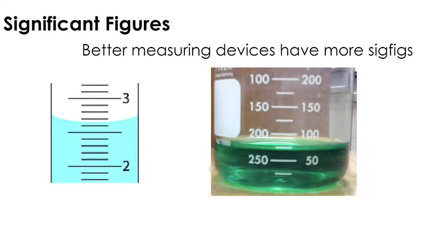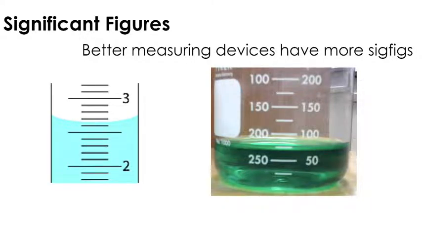Now, like we said, better measuring devices have more SigFigs, but you can't always just tell those SigFigs by looking at the numbers on the jar, or on the beaker or the graduated cylinder, whatever it is. So you're probably going to have to pay a little more attention to the measurements that you're taking here. And both of these containers have numbers and lines on them that we have to interpret and kind of figure out what is this volume that we've got here.